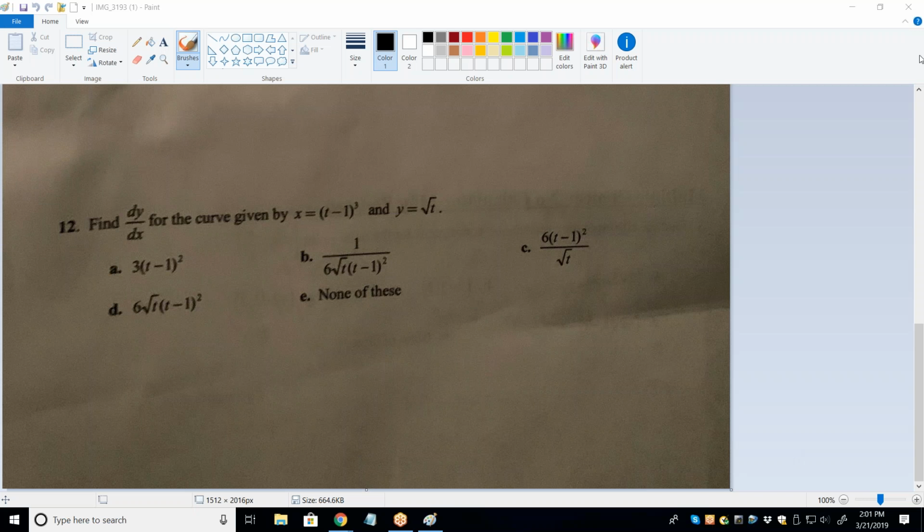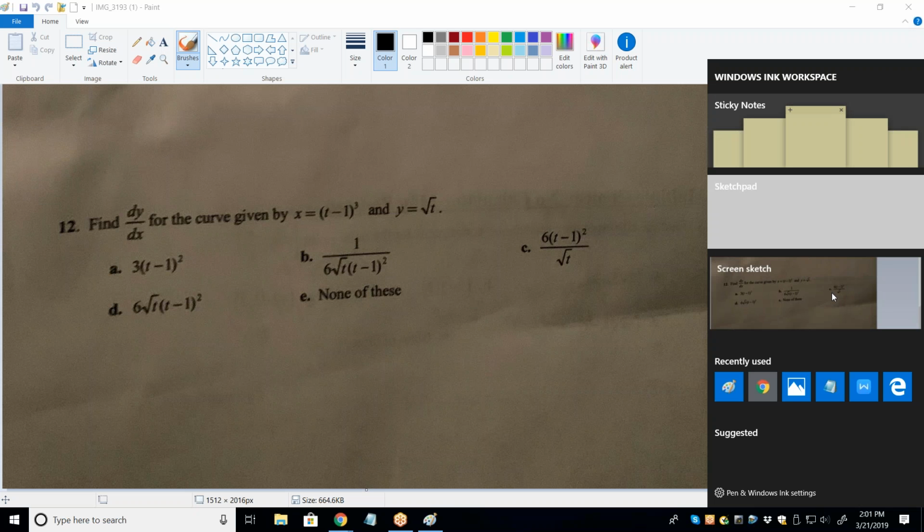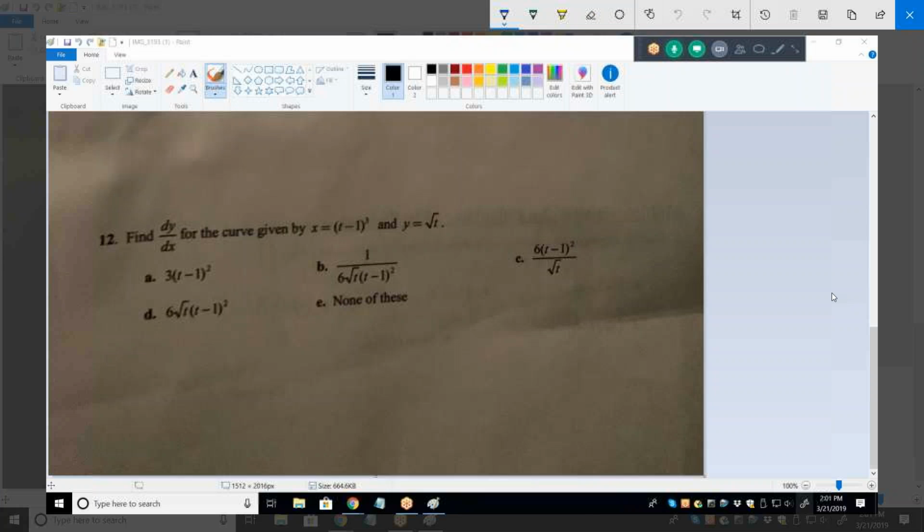And it is the one that you absolutely have to know how to do. If you know anything from this parameters and polar section, it's how to find dy/dx when you have two parametric equations. So what's dy/dx equal to? dy/dt over dx/dt.